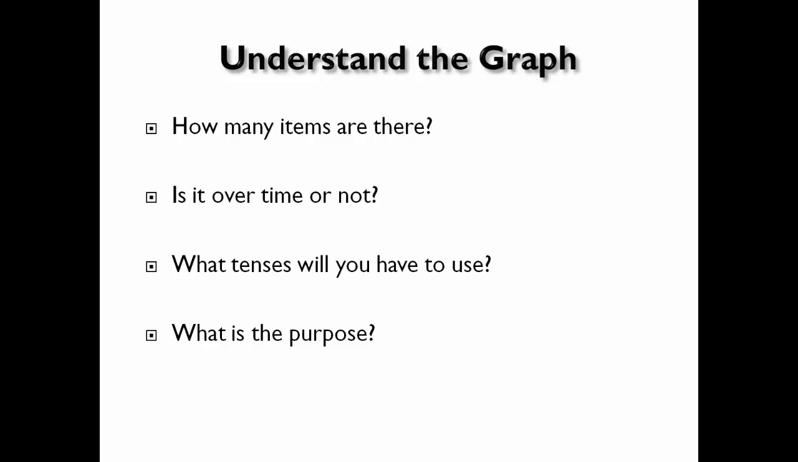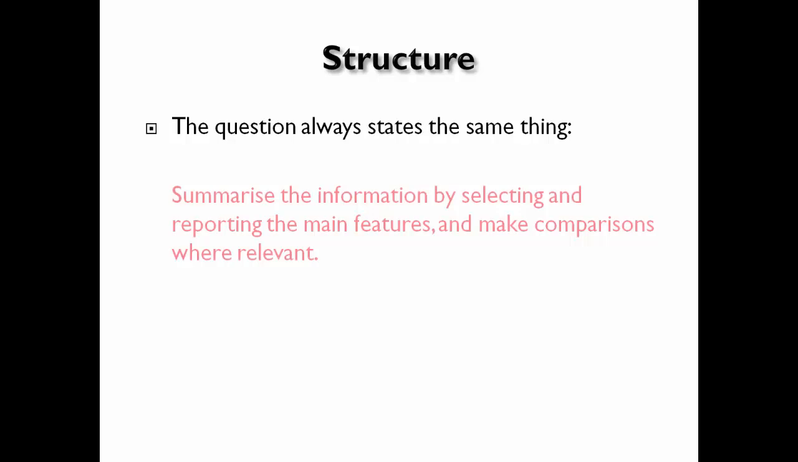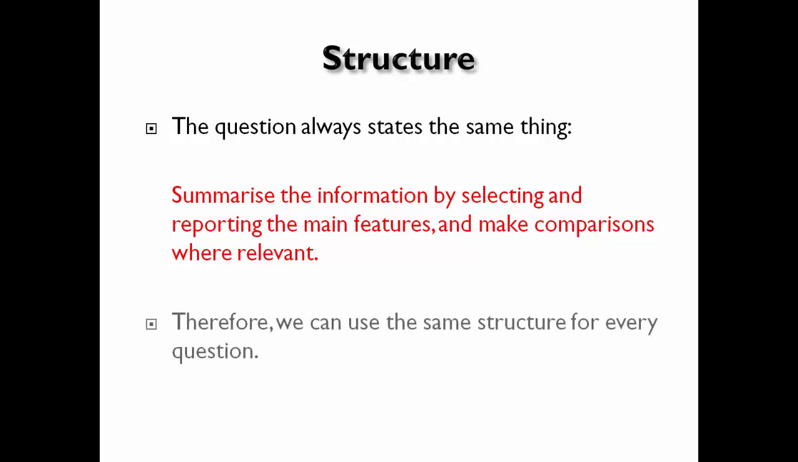Then we go on to the next stage of planning. So next we're going to move on to structure. So we're going to look at the 4-paragraph structure that I use for every task 1 question. The question always states the same thing. It always says summarize the information by selecting and reporting the main features and making comparisons where relevant. And this is very good for us because we can use the same structure for every question. So the data will be different and the question will be slightly different, but this never changes. The bit in red never changes. So that means we can confidently use the same structure again and again and again.